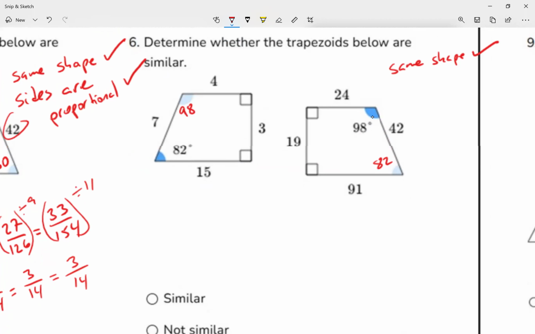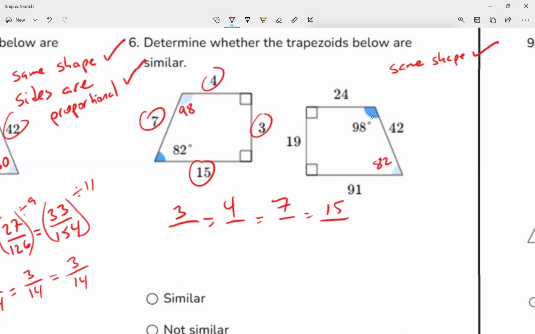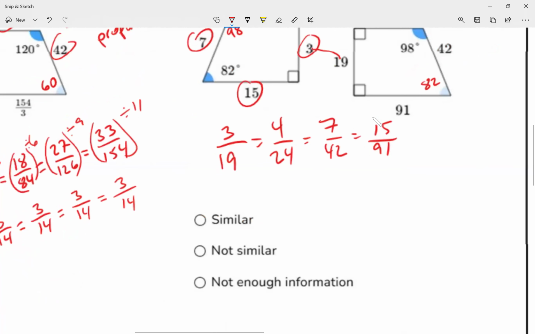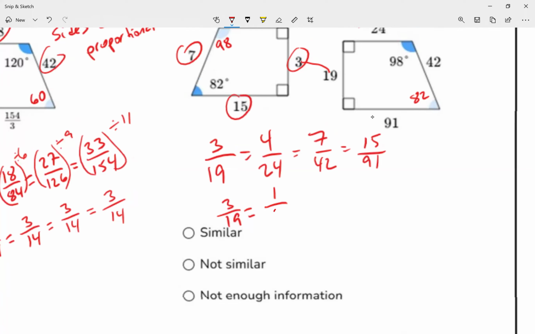Now, are the sides proportional? Well, let me see. I have 3, 4, 7, 15. I'm using the numbers from one figure. 3 corresponds to 19. 4 is corresponding with 24. 7 is corresponding with 42. And 15 is corresponding with 91. 3 over 19, I cannot simplify. 4 over 24, that's 1 over 6.